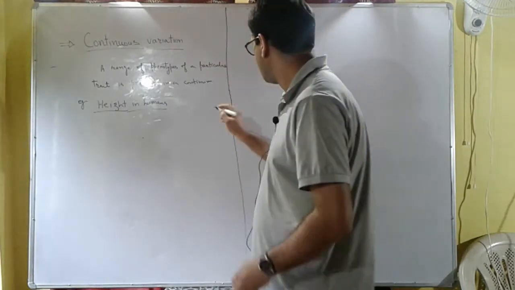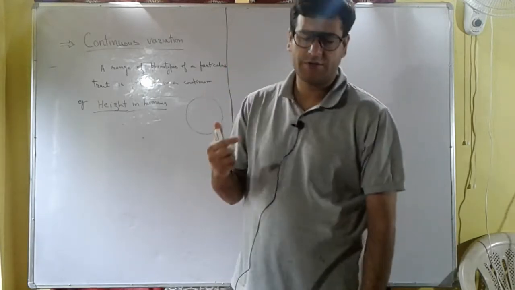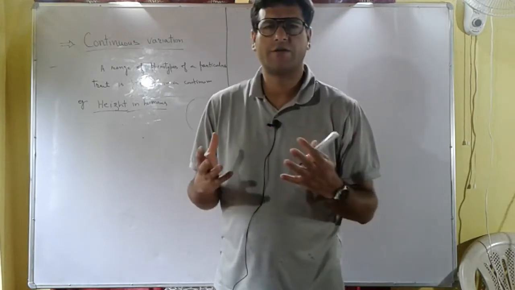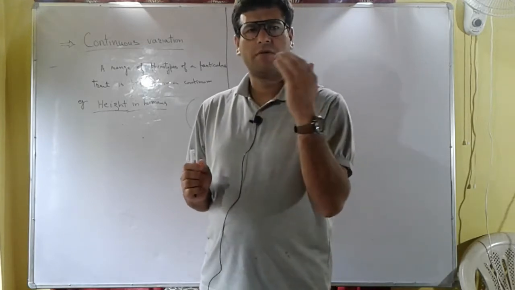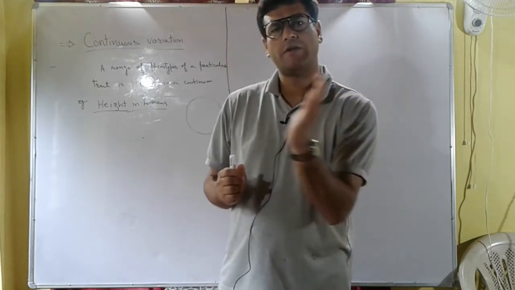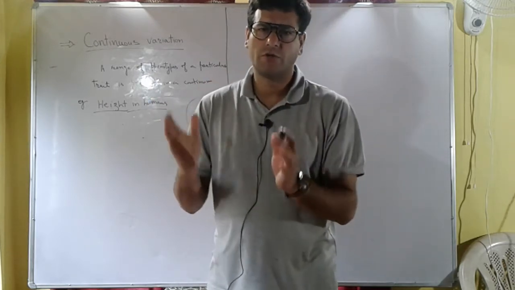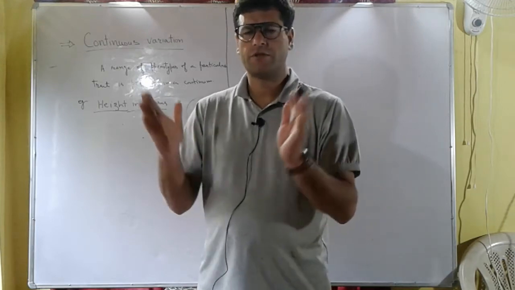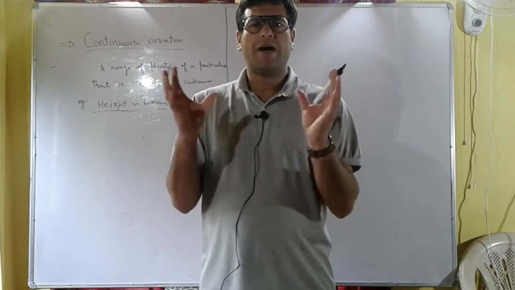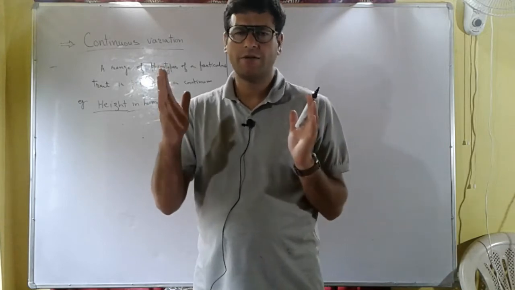For example, we have a population, and in that population we have individuals of different heights. In a population, one individual would be the tallest person, and another individual would be the shortest. So we can say that different heights are also possible in between the tallest person and the shortest person.